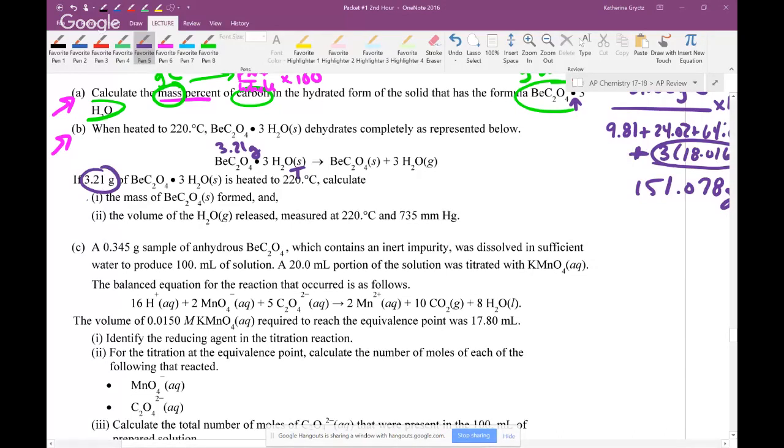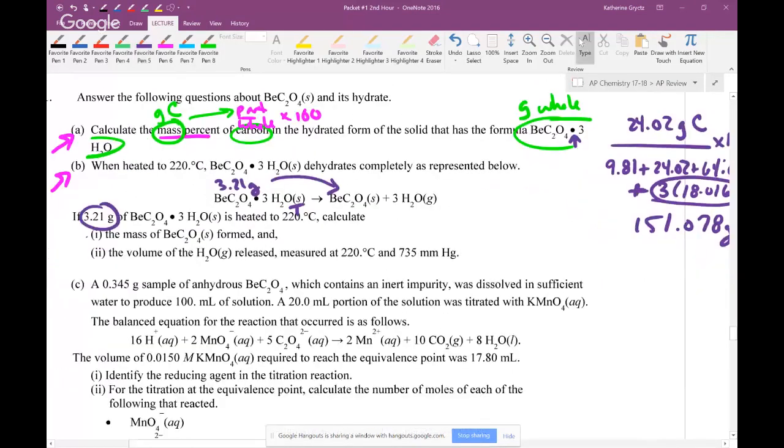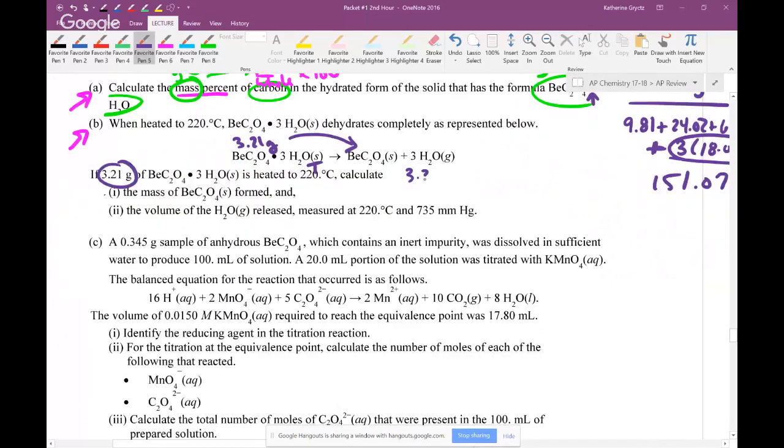But it gives you a grams, and it says how much BeC2O4 can form. So we're just going to go from grams to moles to moles. It's a 1-to-1, and then moles back to grams. Or you can do this percentage that we just did a little bit with BeC2O4 on top instead. That's all you're going to do here: grams of that whole thing, and then you do 151.078 grams per 1 mole of it. It's a 1-to-1 mole ratio. And then you would have 1 mole of BeC2O4, and then whatever that weighs.